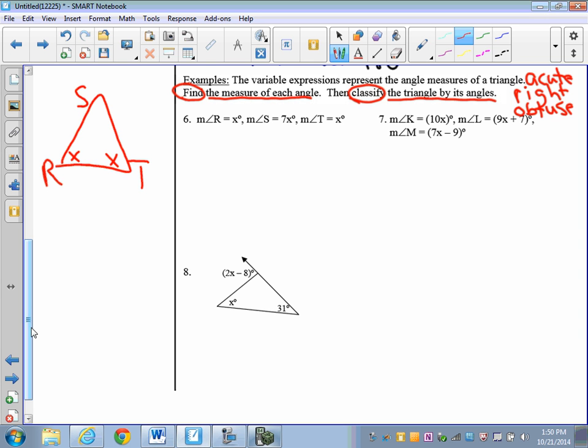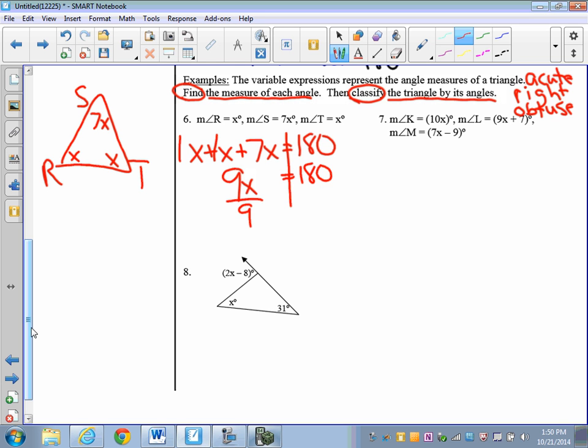So for number 6, we have this triangle RST, and we're told that R and T are x and S is 7x. So what do all three angles add up to? 180 degrees. x plus x plus 7x equals 180. I combine like terms. 1 plus 1 plus 7 is 9x equals 180. When I divide by 9, I get x is equal to 20.